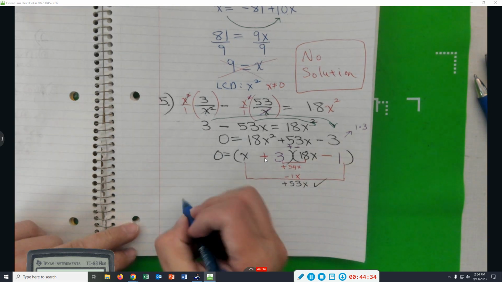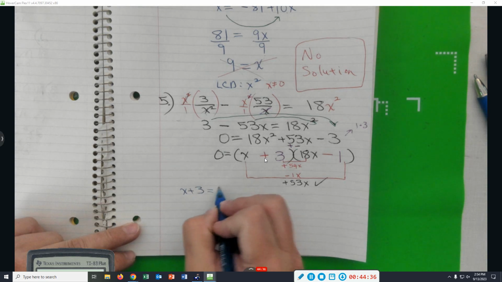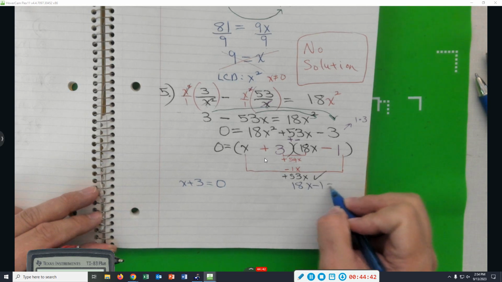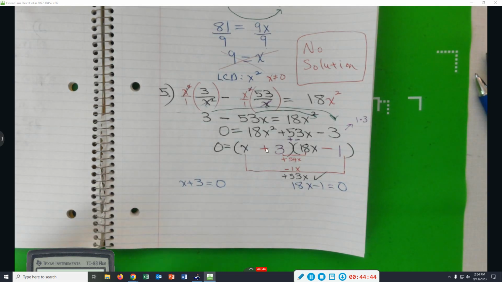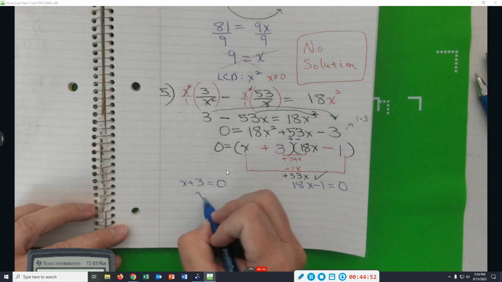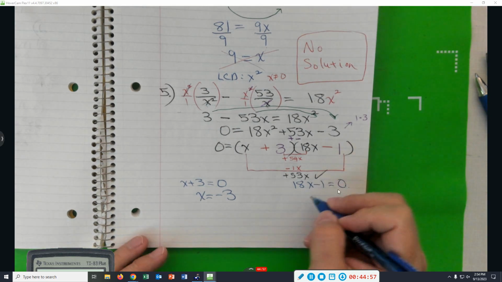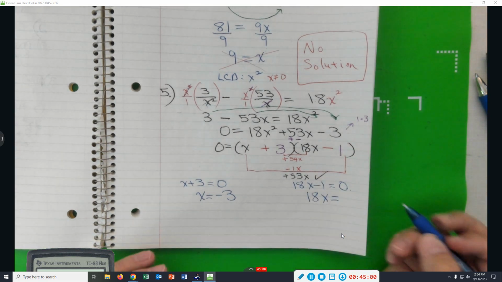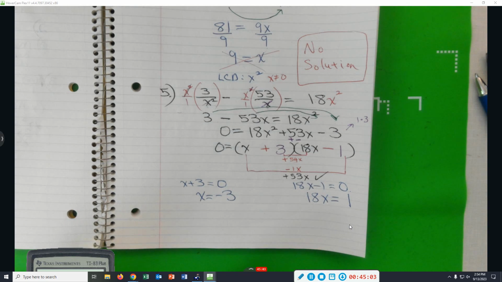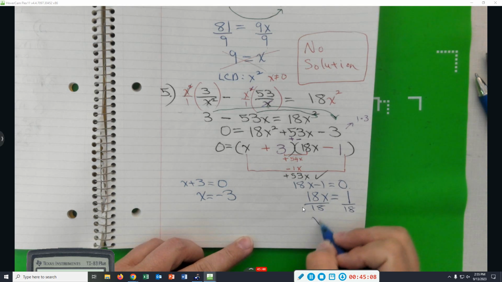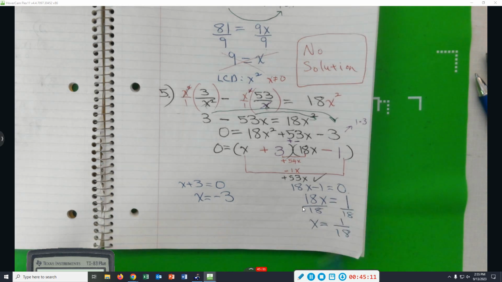So we take x plus 3 and set it equal to 0. Set 18x minus 1 equal to 0. This first one, moving the 3 over, we get x equals -3. Here, we move the 1 over, that gives me 18x equals 1, and then what do we do? Divide by 18 to give us x equals 1 over 18.